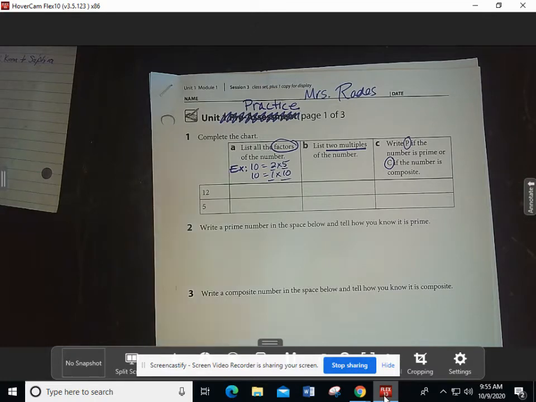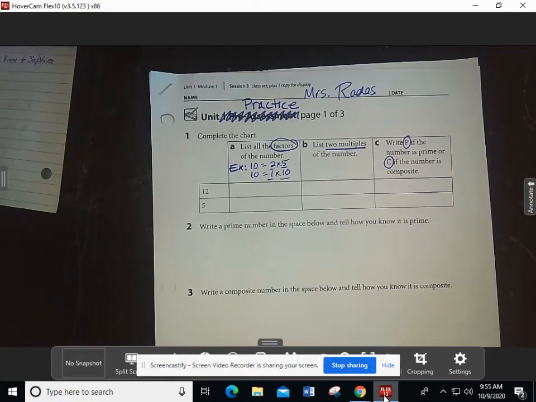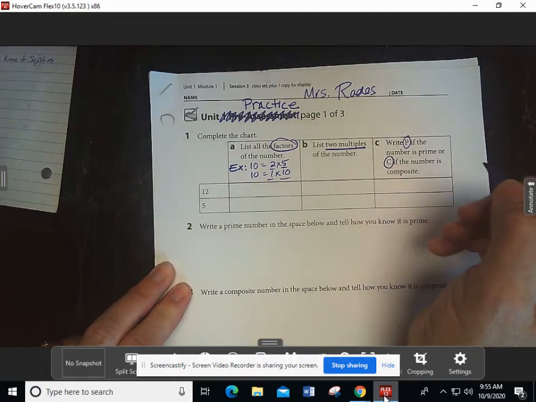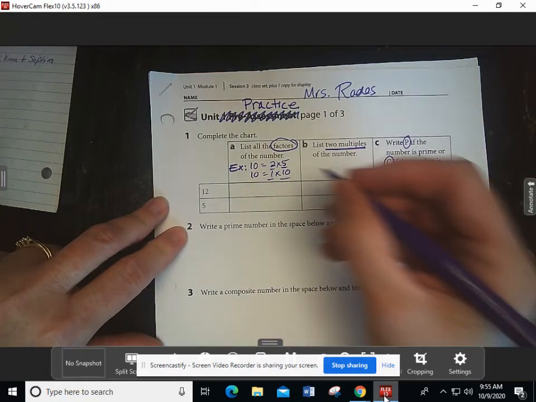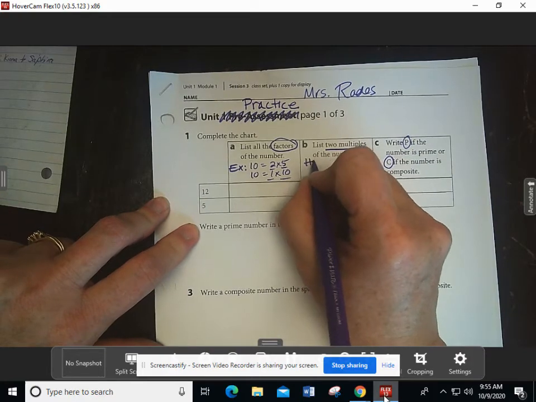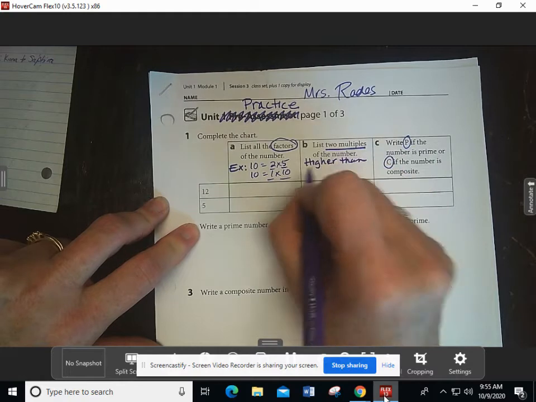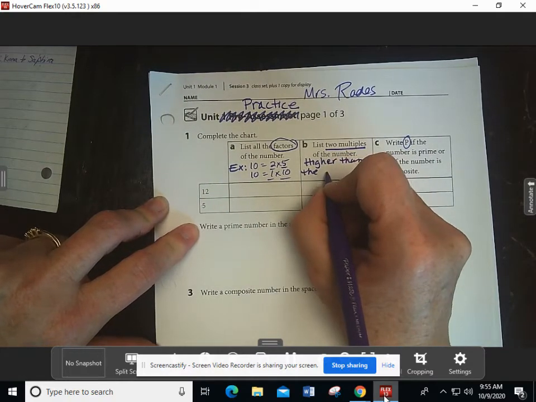What are multiples now that we've got the number 10? Phoenix. Multiples are always higher than the actual number. Okay, that's a good thing to think about. First of all, they're higher than the number.